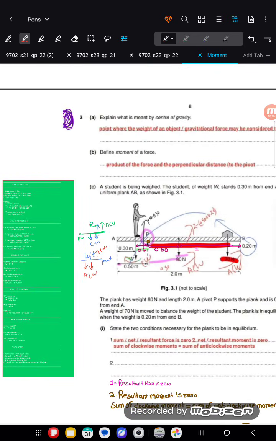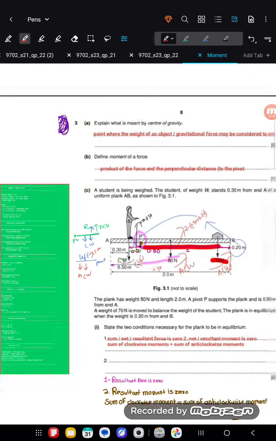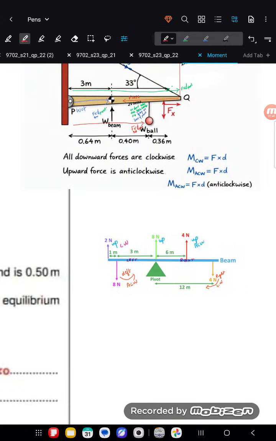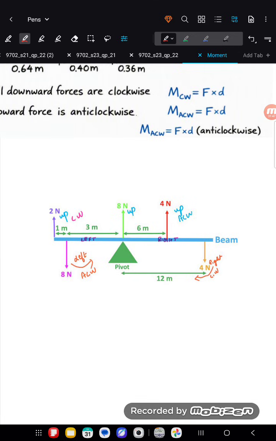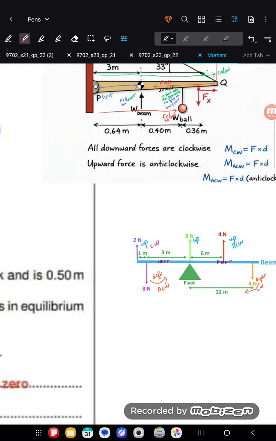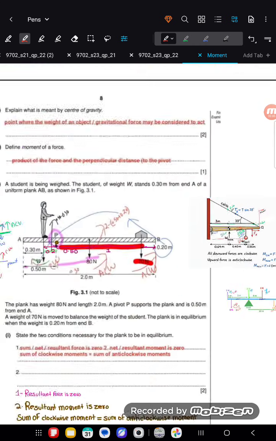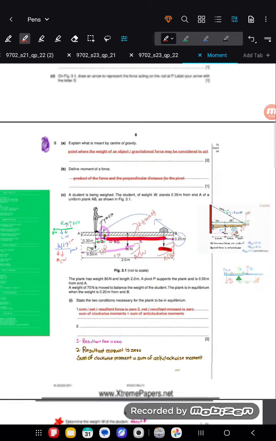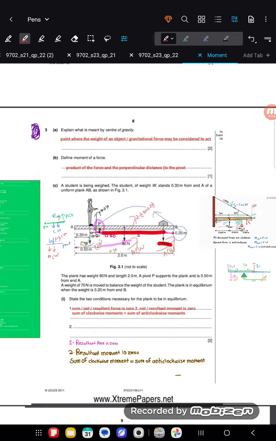So when it is like this, you can see this diagram. For the right side, we will take it as clockwise, but if it is down we will take it as clockwise. If it is up we will take it as anti-clockwise. On the left side, when it is down we will take it as anti-clockwise. If it is up we will take it as clockwise. Okay, so you can see all the down force.